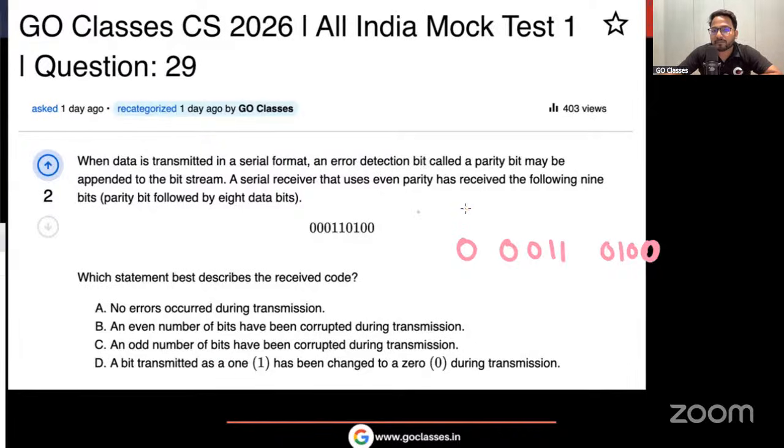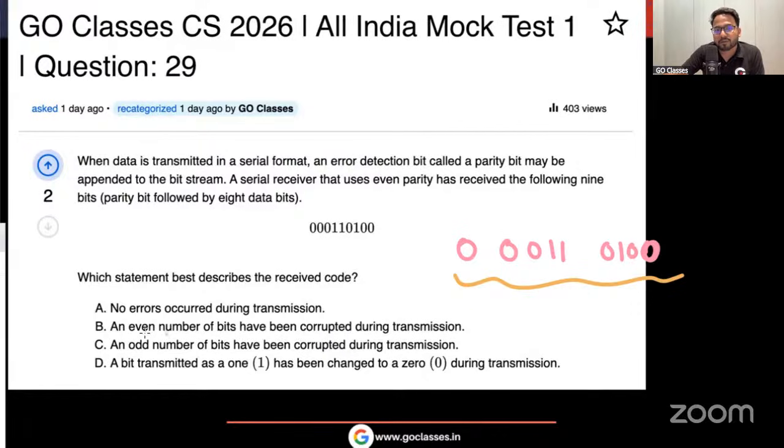And what does even parity mean? Even parity means that including the parity bit, the total number of ones should be even. Currently the total number of ones is odd, so there must be some error. The error may be from 1 to 0, maybe they have flipped this, or maybe some 0 got converted to 1. Or there could be errors at multiple places, which means some 1 got converted to 0 and some 0 got converted to 1. Initially it might have been 1 here and 0 there, or there are multiple possibilities.